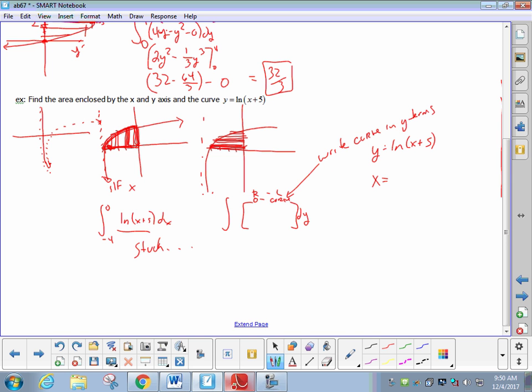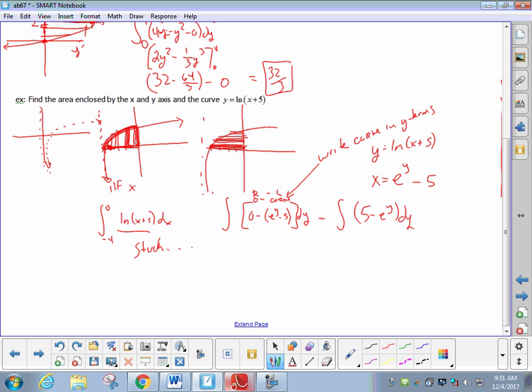x is e to the y, that quantity minus 5, right? Now, if I take 0 minus that whole equation, then it becomes more like 5 minus e to the y. Now, isn't that a heck of a lot easier to integrate than the natural log of x plus 5? Okay. So that's the good. The bad is the limits are not quite as pretty, but that's okay.